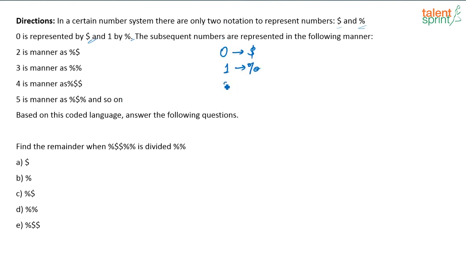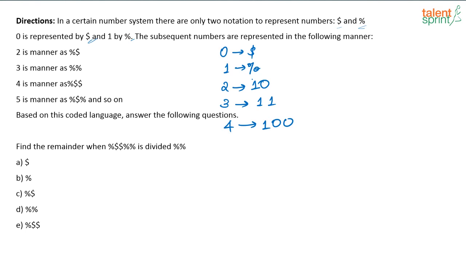How is 2 represented? 2 is represented as percentage dollar, 3 is represented as percentage percentage. So basically percentage dollar means 1, 0. Similarly 3 is represented as 1, 1, 4 is represented as 1, 0, 0. Basically this is what you understand from here. What they are saying is this is the binary notation.